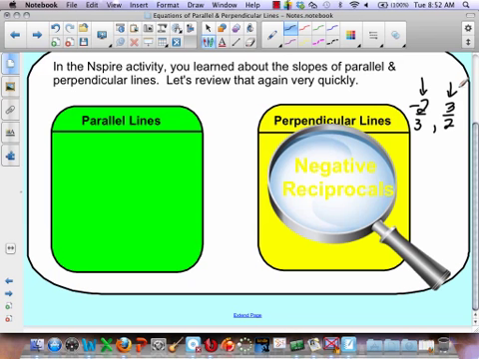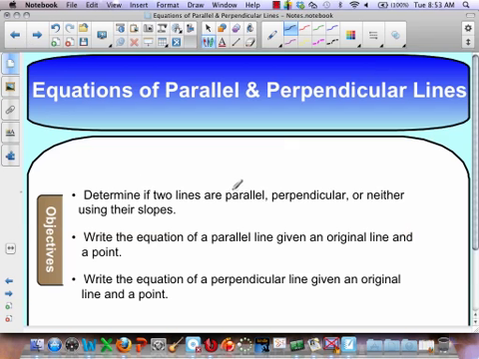They're negative reciprocal slopes. So when we think about our first objective for today, determining if two lines are parallel, perpendicular, or neither, all you have to do is simply look at the slopes. You don't have to worry about the y-intercept. So again, if they are parallel, they have the same slope. If they're perpendicular, they are negative reciprocals. And neither is really easy. If they're simply intersecting, it means they're not the same slope and they're not negative reciprocals, so they're plain old intersecting lines.